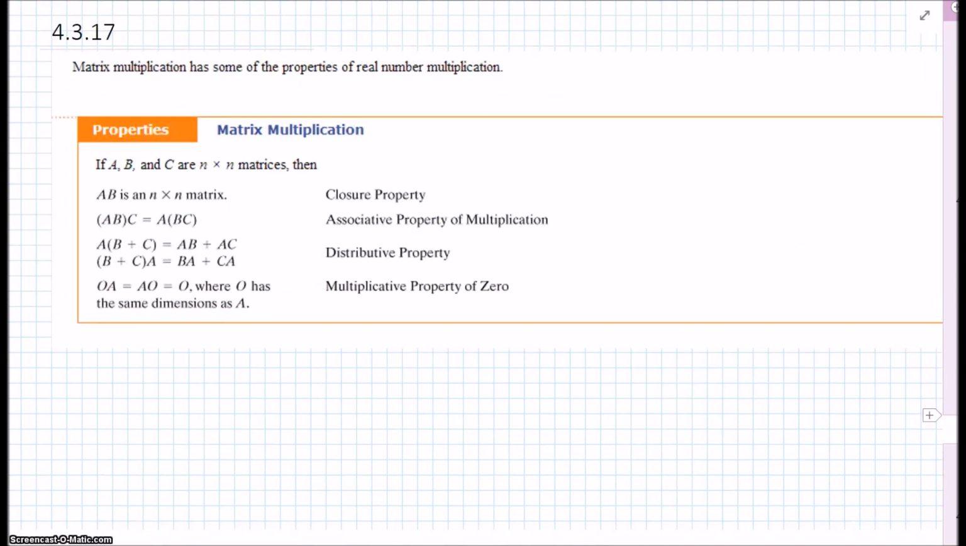So let's just end on some properties. Matrix multiplication has some properties of real number multiplication. If A, B, and C are all matrices that are n by n size, then AB is an n by n matrix. AB times C is equal to A times BC. And then the distributive property holds true and the multiplicative property of 0 holds true. So with all that information, you should be able to now multiply basic matrices together with scalars and matrix multiplication with each other.